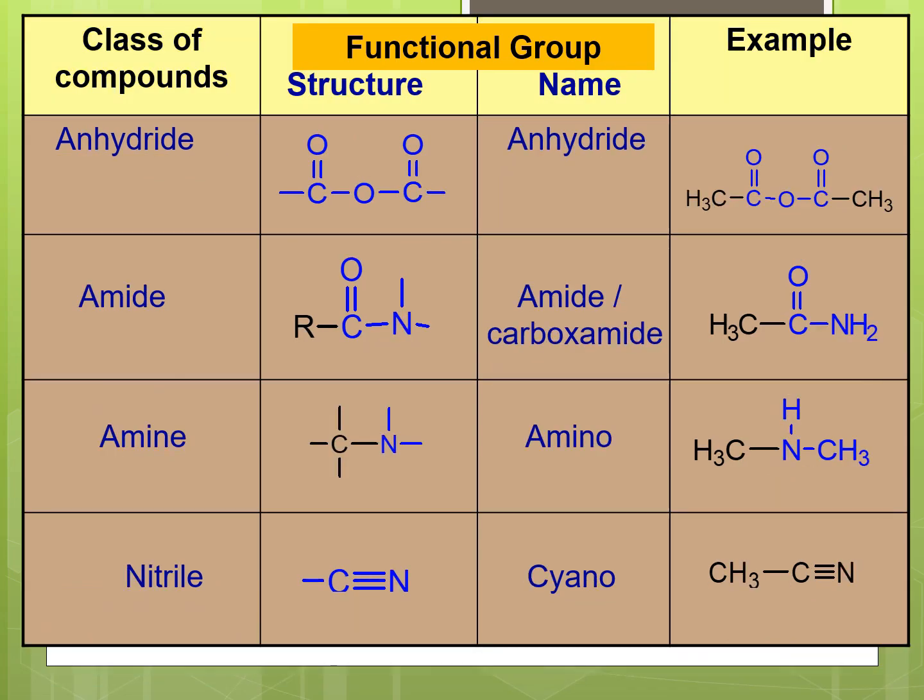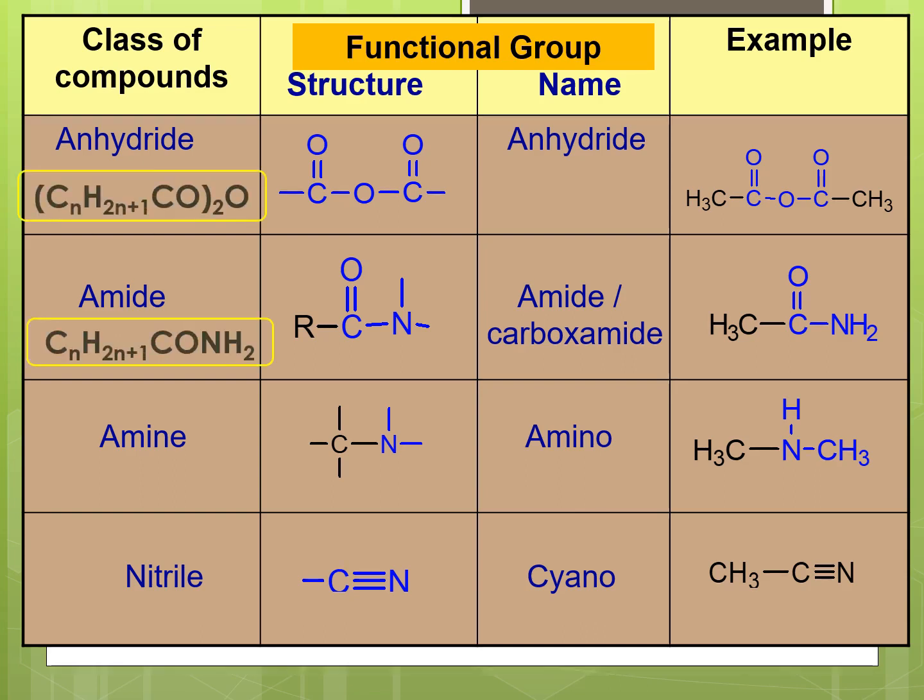Next, we have the anhydride class of compound, C double bond O, O, C double bond O, so the name of the functional group is anhydride. Amide: the structure of the functional group must have a C double bond O, N, so the name of the functional group is amide or carboxamide. Amine must contain N, so the name of the functional group is amino. Nitrile: the structure of the functional group is C triple bond N, and the name of the functional group is cyano.